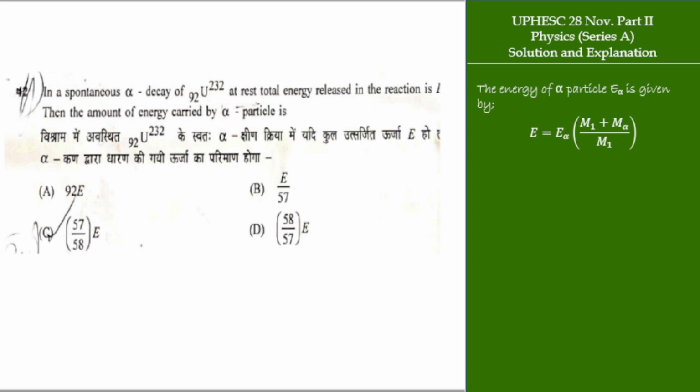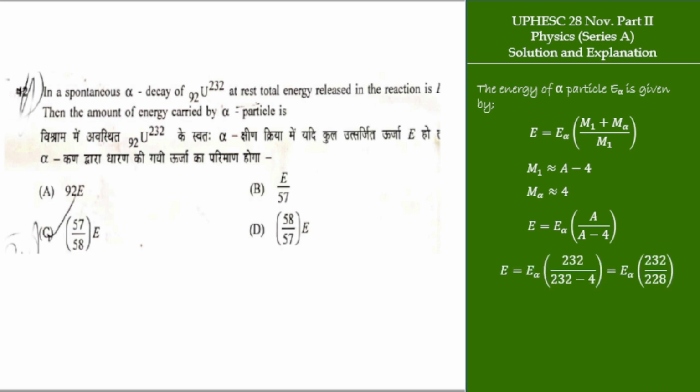alpha particle. Okay, so m1 is given here as A minus 4, because when an alpha particle is emitted from any atom, it will change the mass number by 4, while m alpha, the mass number of the alpha particle, is 4. So you will put these values in the above relation. You will get E equals E alpha, A divided by A minus 4. Now A is given in our case, uranium 232.